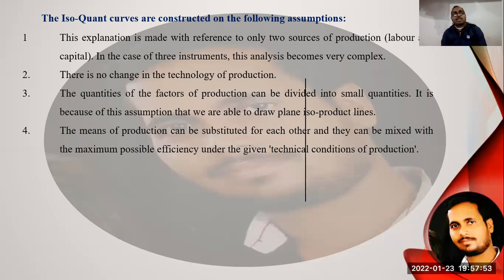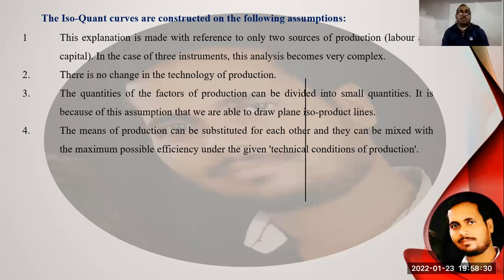Second, students, the second assumption is that there is no change in the technology of production, because if the production technology changes, then the output also changes. The combination of the factors is not considered a change of technology, because it is an assumption. So the scholars say there is no change in technology, and the entrepreneur uses the best suitable technology in the production process.